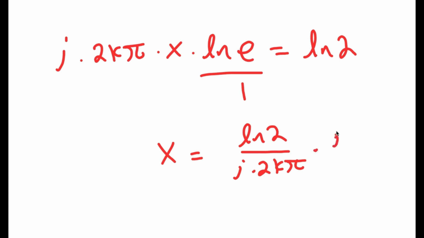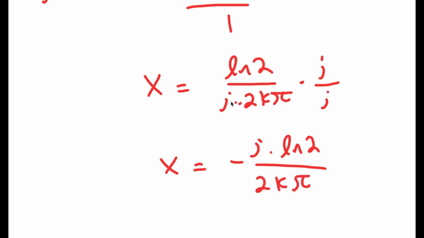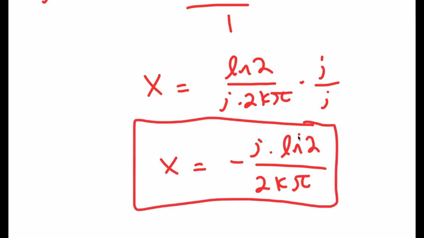And now I'm going to multiply this by i over i. So I get x is equal to negative i times ln 2 over 2k pi, because i squared is negative 1. So this is my solution.